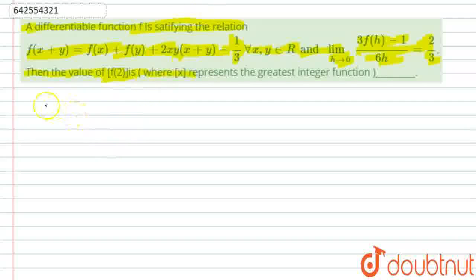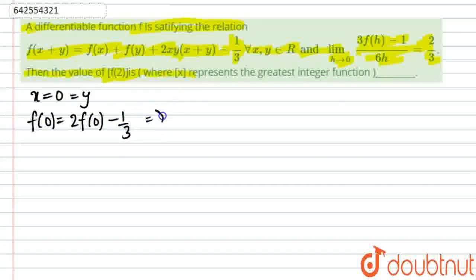So first let's put x equal to 0 and y equal to 0. Then the equation that is coming up is f(0) equals 2 times f(0) minus 1/3. This one is 0. So this would imply that f(0) is 1/3.